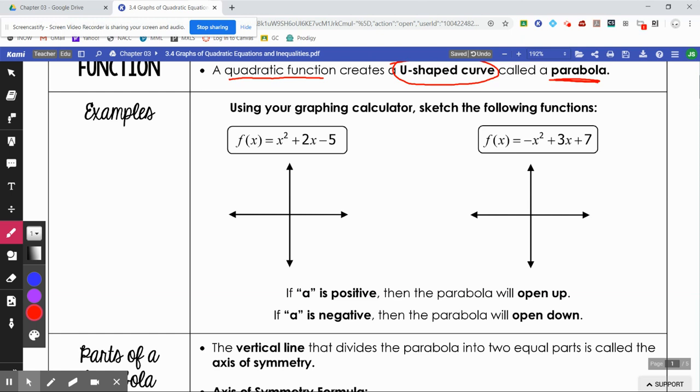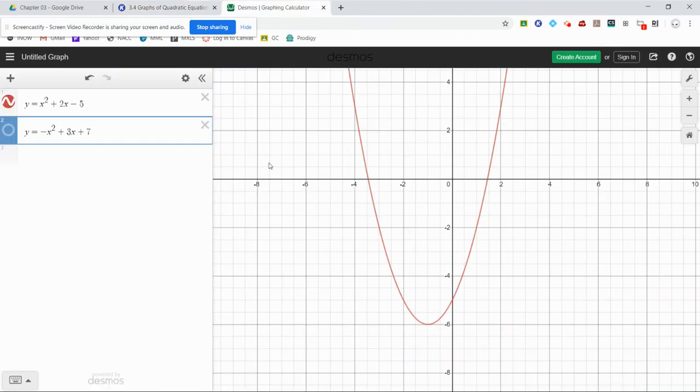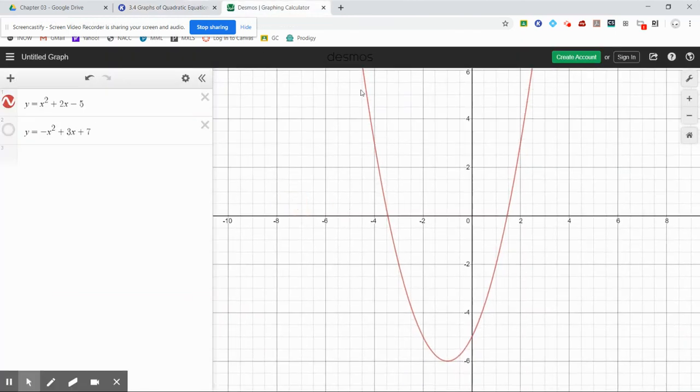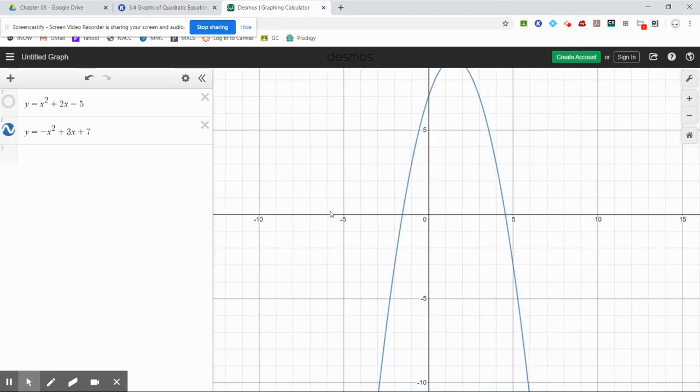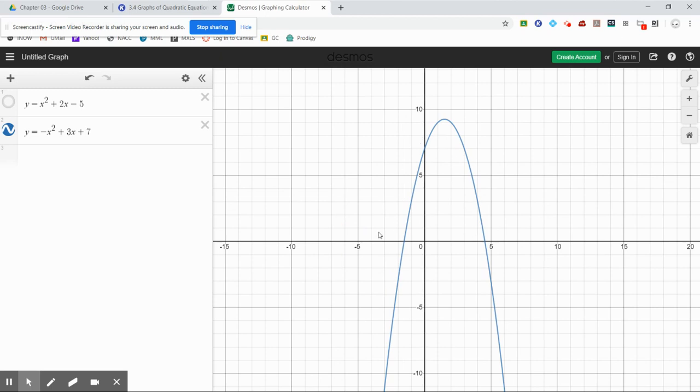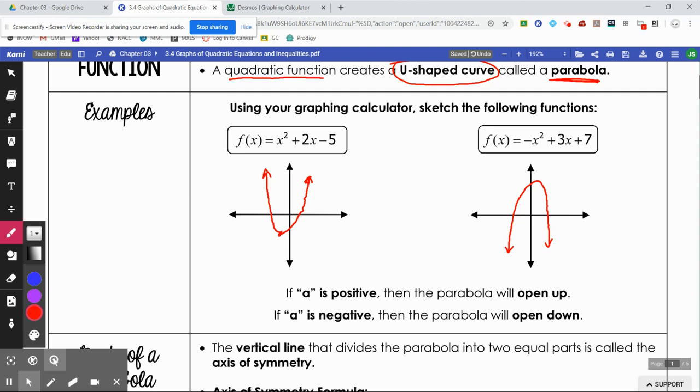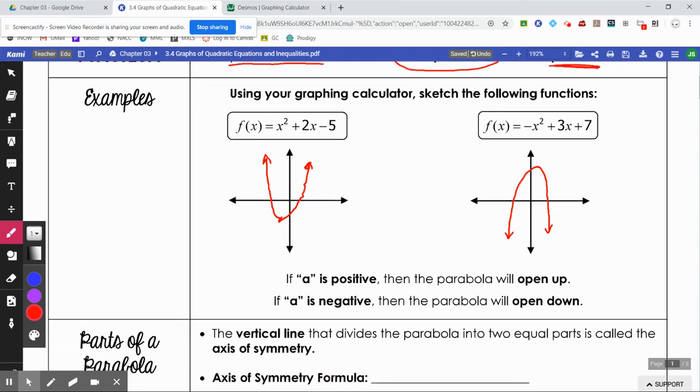Some examples. Using your graphing calculator, let's sketch the following functions. Let's see what x squared plus 2x minus 5 would look like. I'm going to pause this and pull up some Desmos and show you. Okay, so here on Desmos are our two graphs that they ask us to graph. And you can see this U-shaped parabola, what we call a parabola. And then on the y equals negative x squared, let me take that one off and graph it. You see the exact same shape, except this one's flipped over upside down. So my parabolas look somewhat like this.